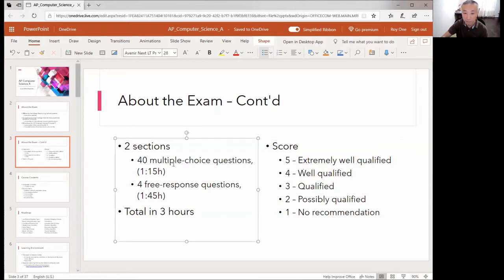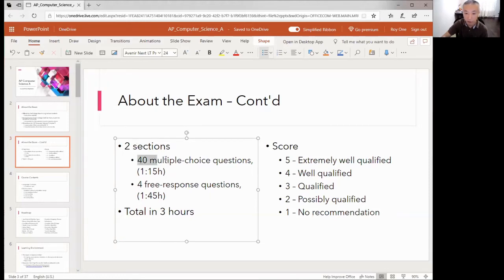So the exam will be separated into 2 sections. I'm hoping I'm talking clearly. If I'm talking too fast or too slow, please give me some feedback so I can adapt. Okay, so the exam is separated into 2 sections.